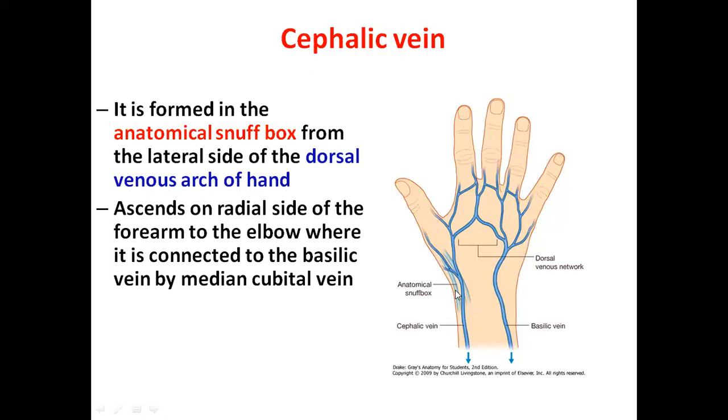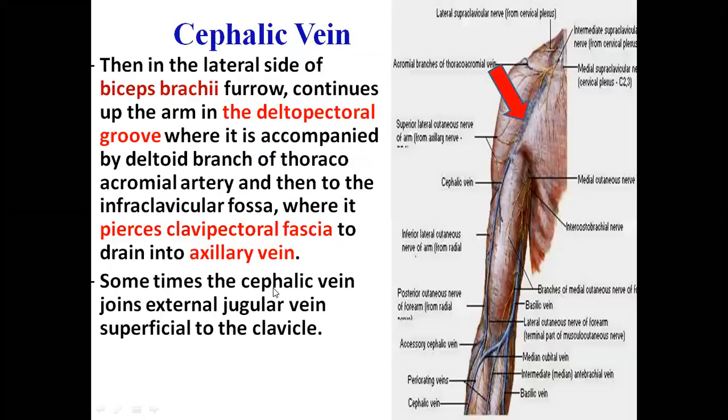Now coming to cephalic vein, if you remember, we have studied about anatomical snuff box. So it is formed in the anatomical snuff box from the lateral side of the dorsal venous arch, right? It just moves upwards, that is, ascends on the radial side of the forearm to the elbow, where it is connected to the basilic vein by means of a connection. What is that connection I have been showing you? That is median cubital vein.